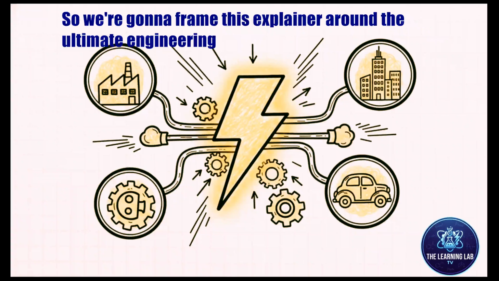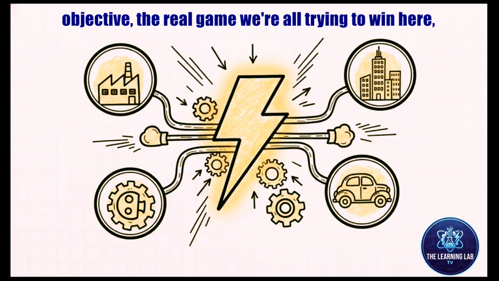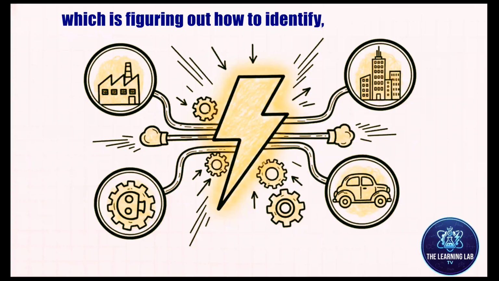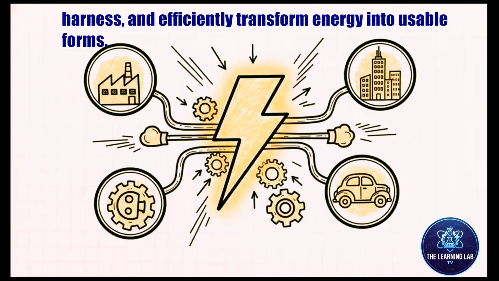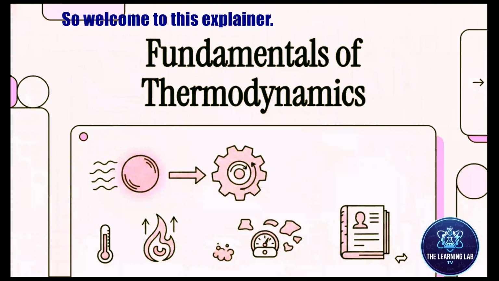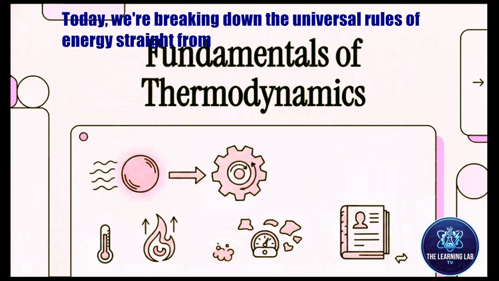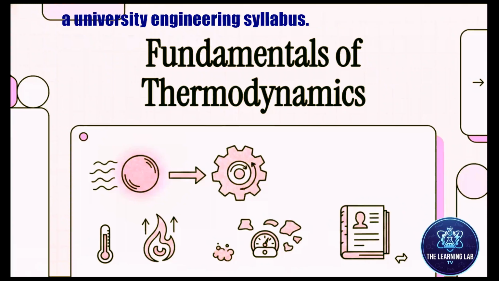So we're going to frame this explainer around the ultimate engineering objective, the real game we're all trying to win here, which is figuring out how to identify, harness, and efficiently transform energy into usable forms. So welcome to this explainer. Today, we're breaking down the universal rules of energy, straight from a university engineering syllabus.